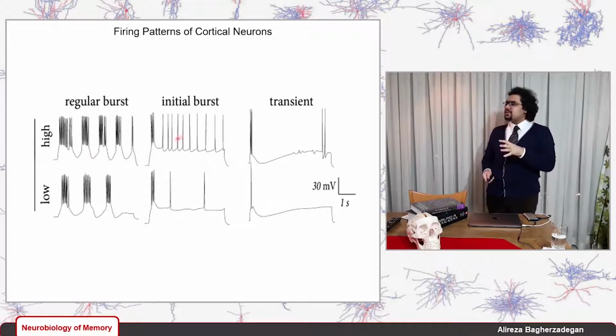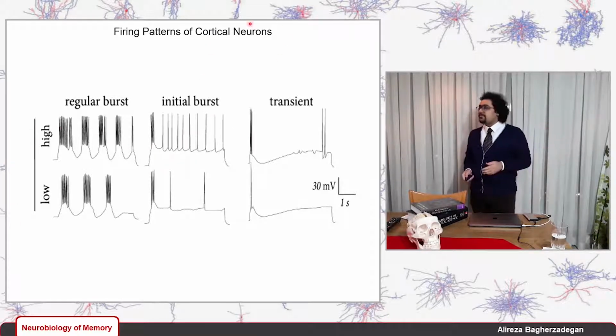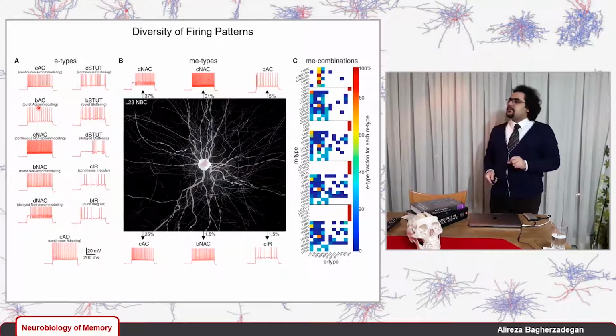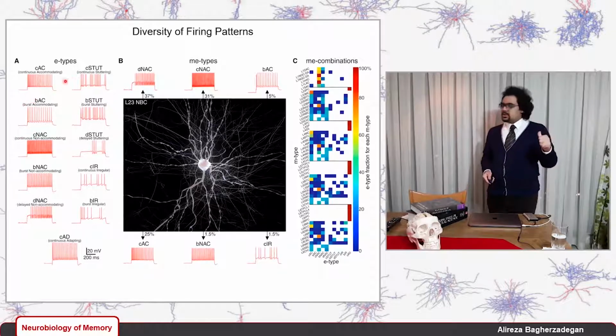And then we have initial burst. We have a burst, and then maybe tonic firing or very few action potentials after that initial burst. And then we have transient ones, where we have some action potentials some of the time, not all the time. So these are common firing patterns of cortical neurons, of course. And those firing patterns were also considered in the same project.